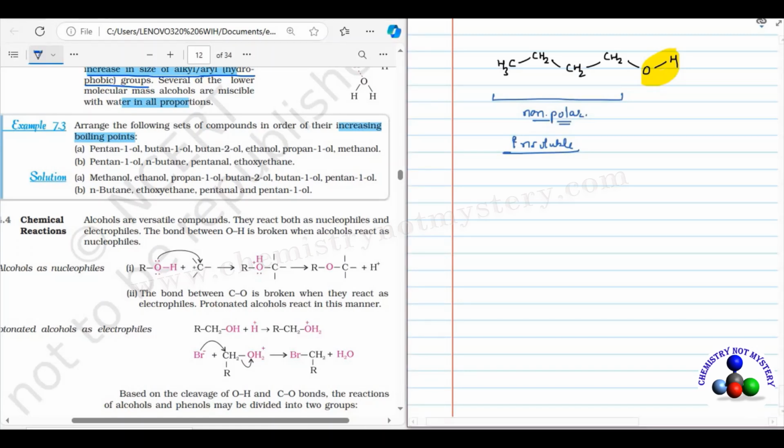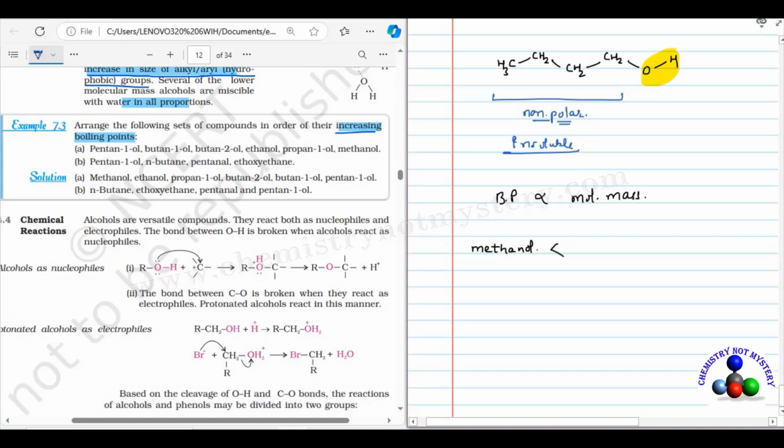And you know, boiling point is directly proportional to the molecular mass. So a molecule having higher molecular mass will have higher boiling point. And here we have to arrange these molecules in increasing order of their boiling points. So first of all, identify the molecule with the least molecular mass. So here there is methanol. So here we can write methanol. It will have the least molecular mass, so it will have the least boiling point as well.